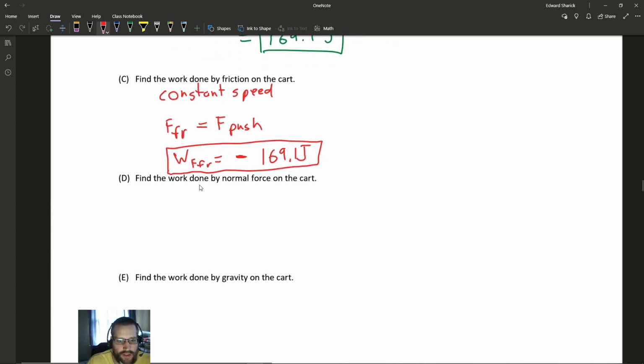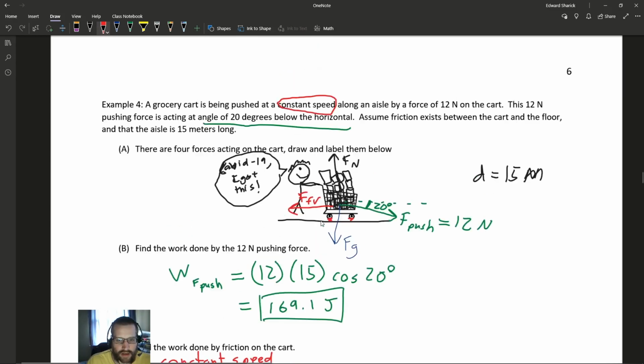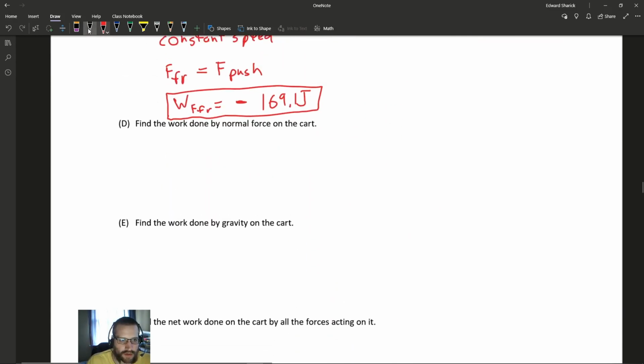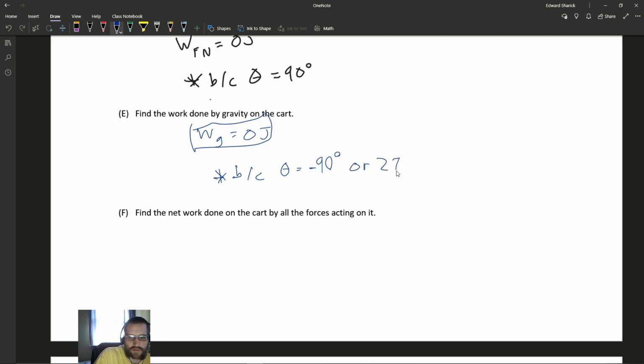All right, find the work done by the normal force on the cart and the work done by gravity. Like we talked about in the last one, these are both perpendicular forces, 90 degrees here, 90 degrees here. And so we can simply write 0 for this. The work done by the normal force is 0 joules, and this is because theta equals 90 degrees. All right, and then the work done by gravity is going to be the exact same thing. It's going to be 0 joules as well. And this is because theta equals 90 degrees, or sorry, negative 90 degrees or 270 degrees.